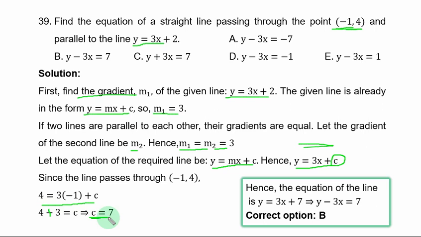Hence, the equation of the line is, you come back here, y equal to 3x plus 7. But if you check the various options, you need to transfer 3x to the left. So you have y minus 3x equal to 7. The correct option is B.